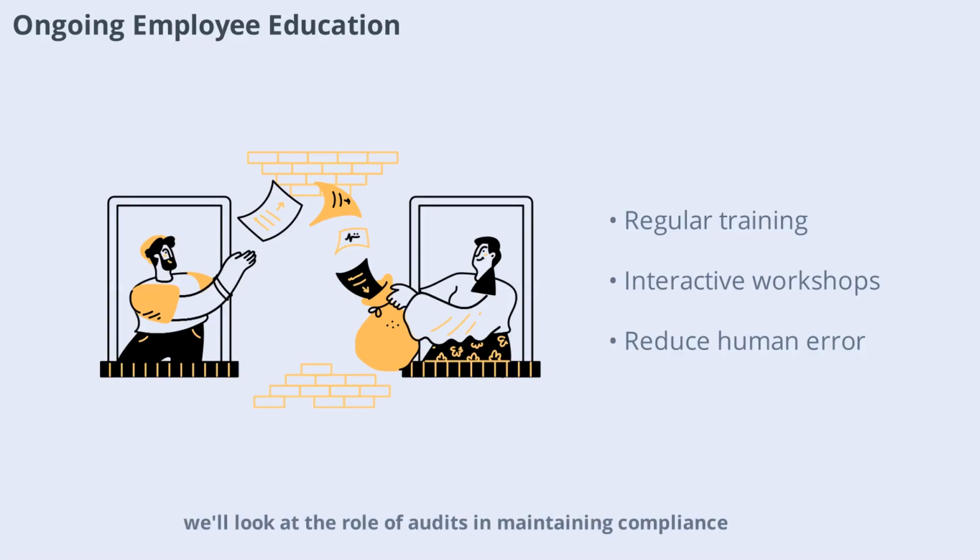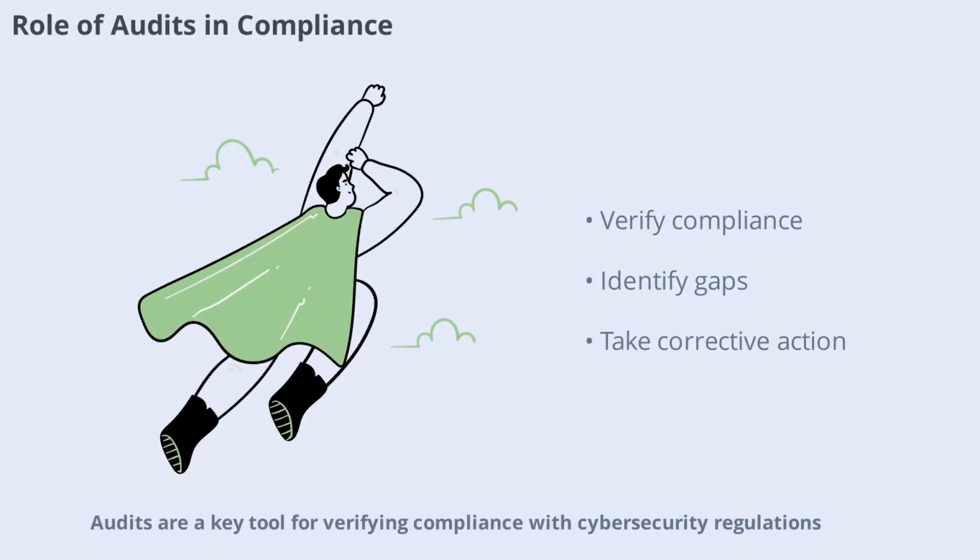Next, we'll look at the role of audits in maintaining compliance. Audits are a key tool for verifying compliance with cybersecurity regulations. Internal and external audits assess whether security controls are effective and policies are being followed. Audit findings help organizations identify gaps and take corrective action. Preparing for audits involves maintaining thorough documentation and being ready to demonstrate compliance. Regular audits not only satisfy regulatory requirements, but also improve overall security.